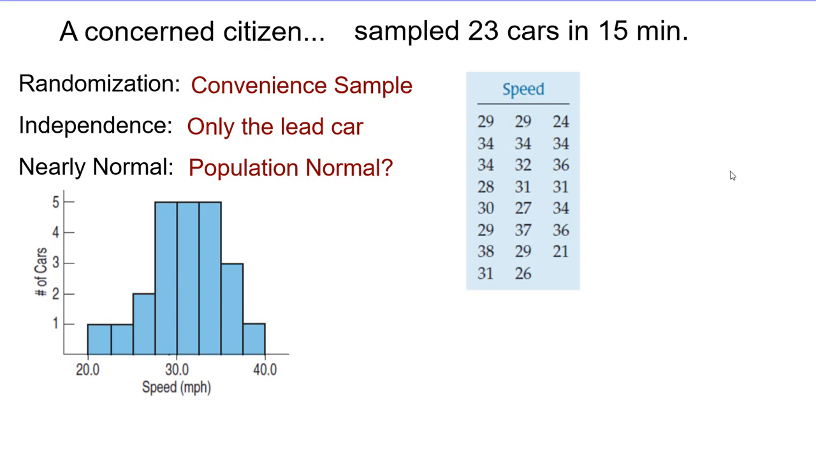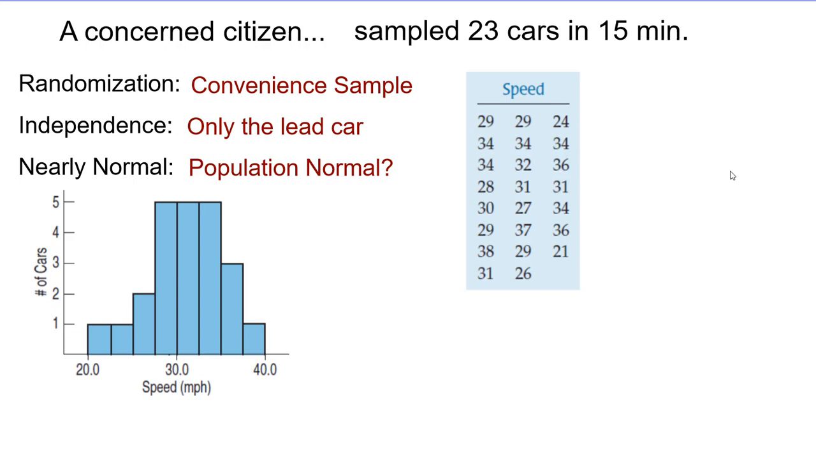So the last one is nearly normal. We want to know, do we expect the population to be normal? Well, we have to look at a histogram for that, and he graphed it out. The sample itself looks nearly normal, which leads us to believe that the population it's being drawn from is probably nearly normal as well. So just like heights or waist size and stuff like that, even though that would be slightly skewed.